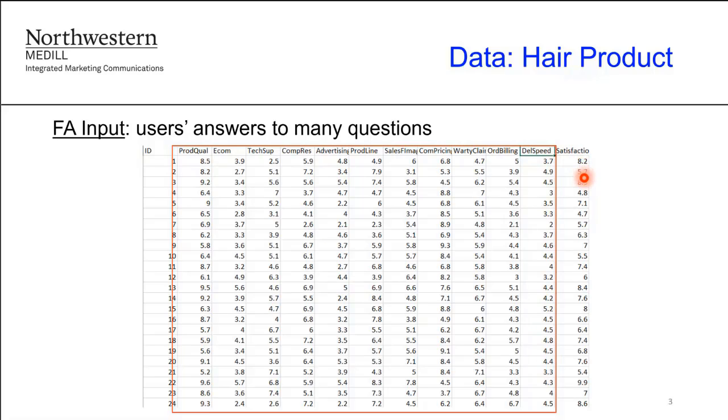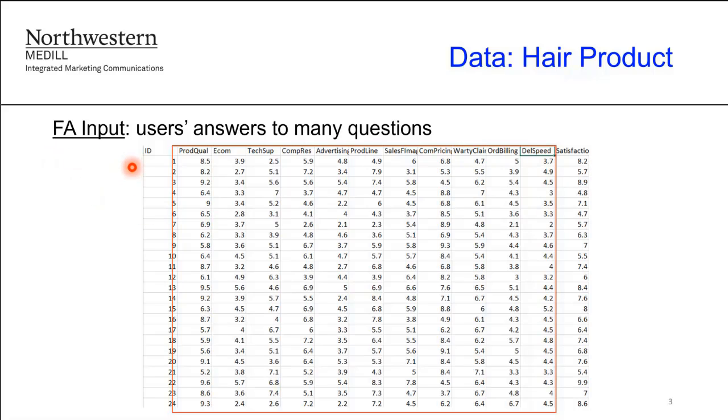If you are using a regression model with this data set, this satisfaction would be the y variable, and all the other details of this hair product would be the x variables. We are using this data for our factor analysis, but we will exclude this satisfaction dimension. Again, this would be the factor analysis input.